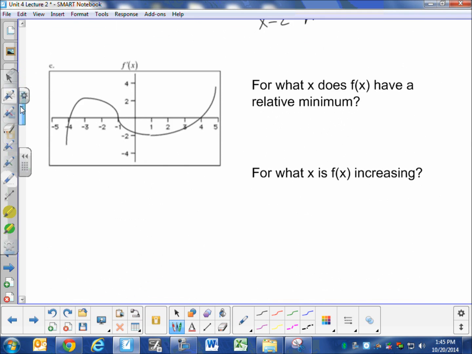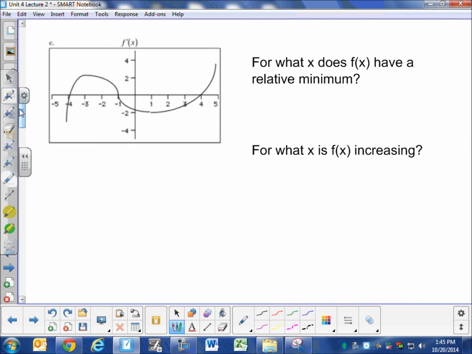Let's do a couple more. Look at this graph: for which x does f of x have a relative min? I'll let you look at it for a second, and you tell me where f has a relative min. And this is f prime. So if you're trying to say, oh, a relative min at 1, that's wrong. There is no relative min at 1.